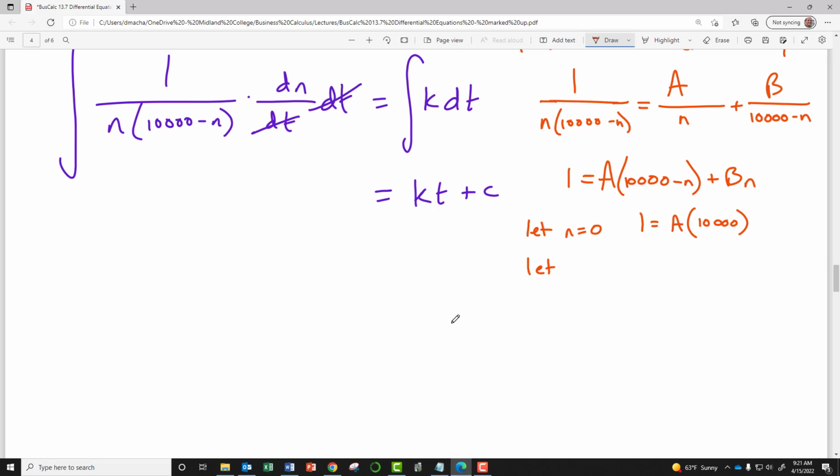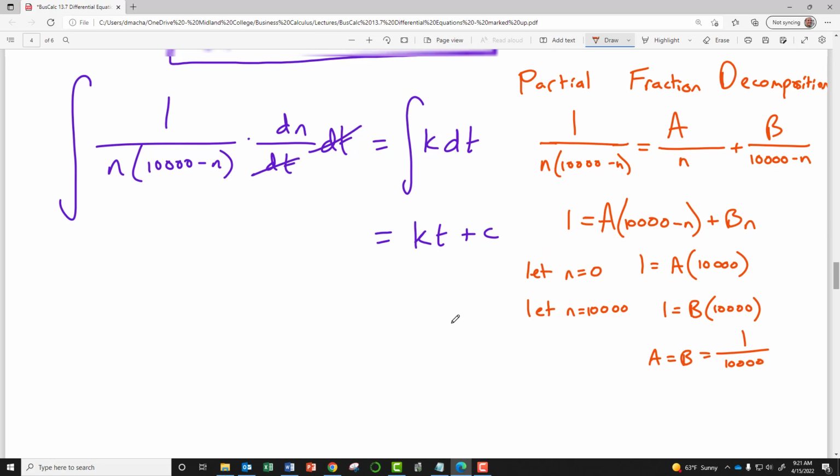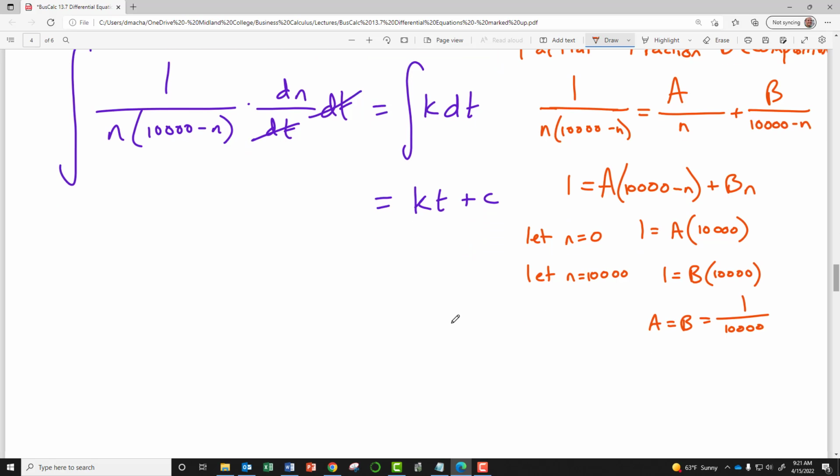And then what if I choose a different value for n? What if I let n is equal to 10,000? Well then, 1 is equal to b times 10,000. So it turns out a and b are both 1 divided by 10,000. Okay, so that's the entire method of partial fraction decomposition.